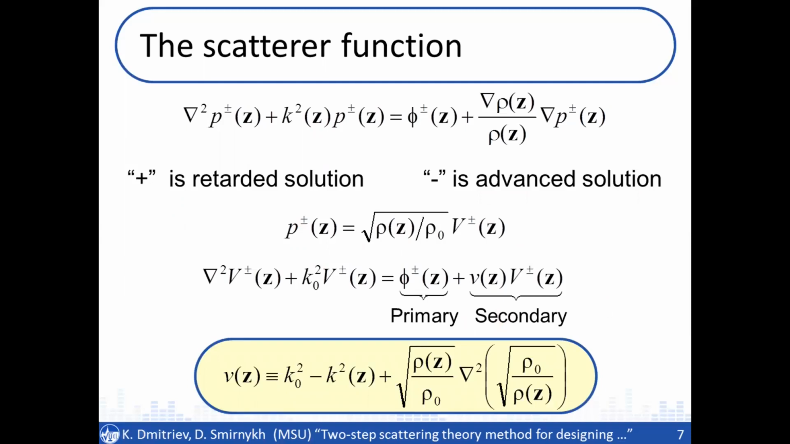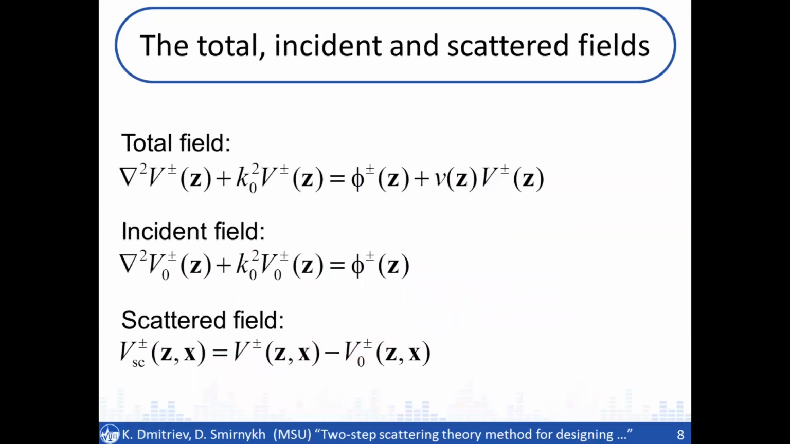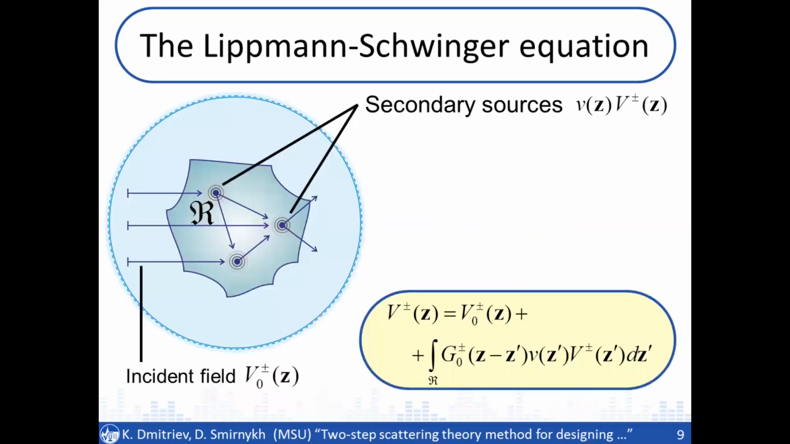On the right, we can see primary sources as well as secondary sources. Secondary sources are proportional to the total field in each point and the scatter function in the same point, which is written here on the slide. The total field in the medium can be represented as a sum of the incident field and scattered field. The incident field is the solution of the homogeneous Helmholtz equation. And the scattered field is just the difference between total and incident field. The scattered field is produced by all secondary sources.